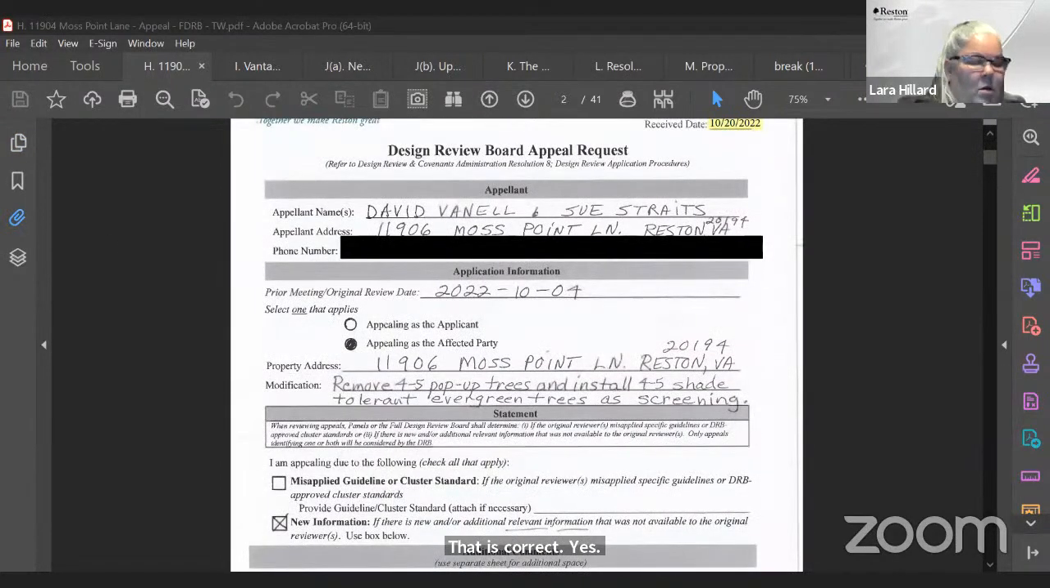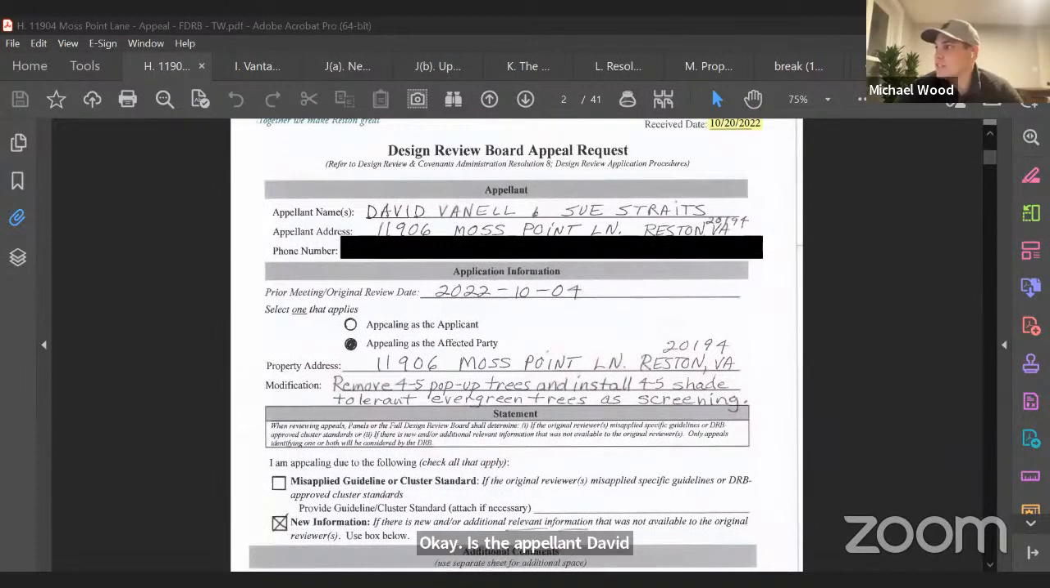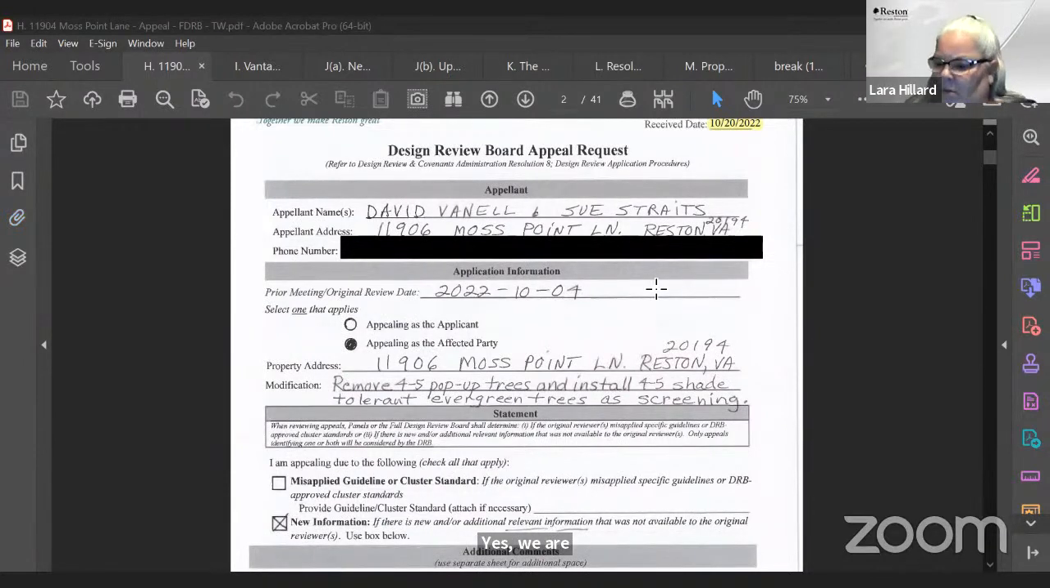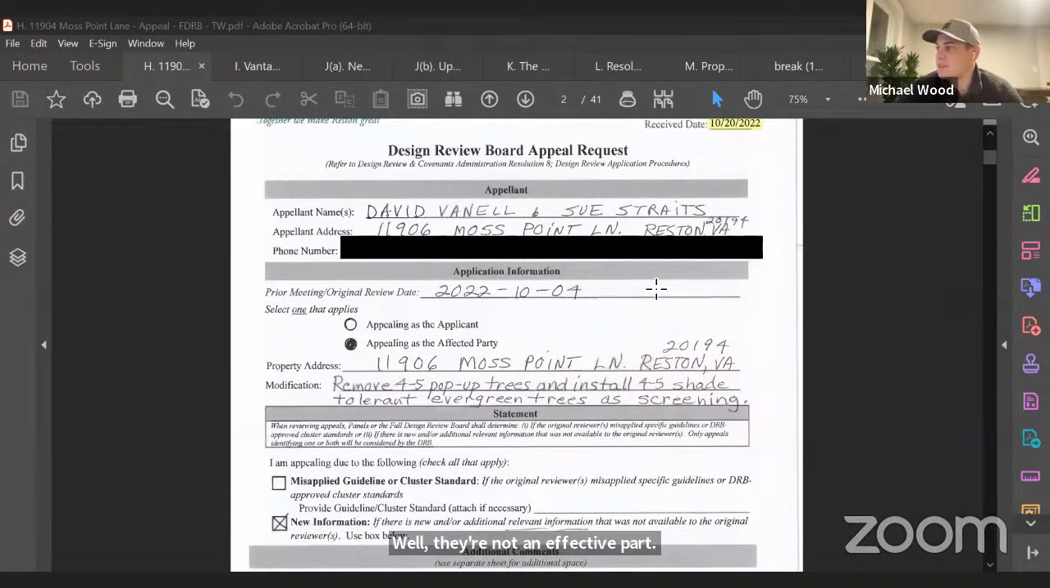Is the appellant David Vanell and Sue Straits on? Yes, we are. And they do have their 3 minutes to make their statement. They're not an affected party, they're an appellant, so they get to state their case for their appeal. Just a reminder, you need to provide either new information or a misapplied guideline for the appeal request. And then if we accept it, we will hear the application over again.